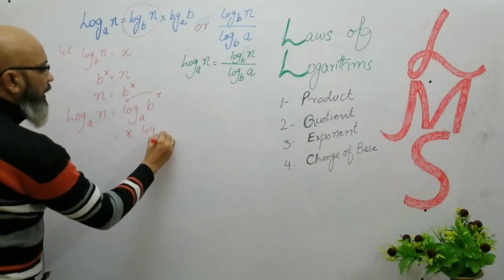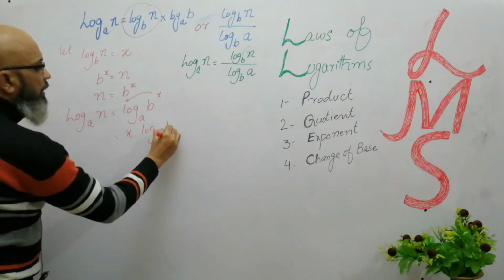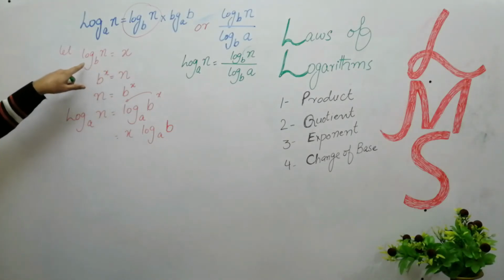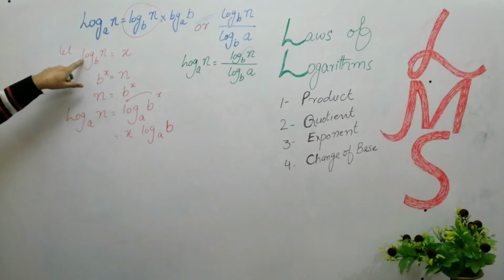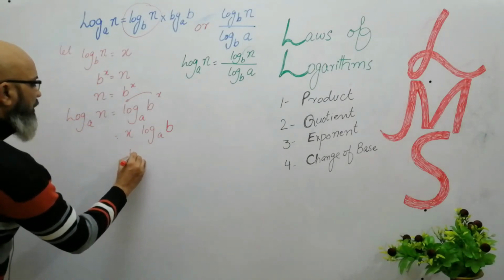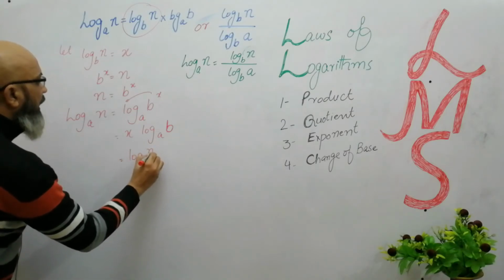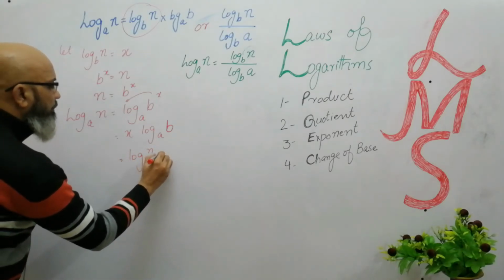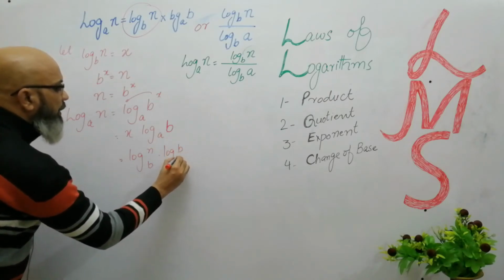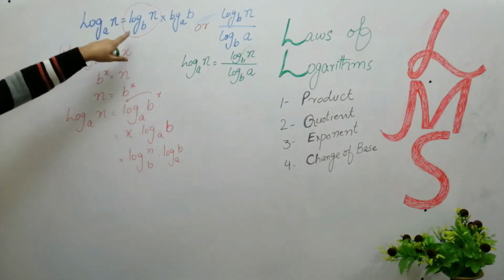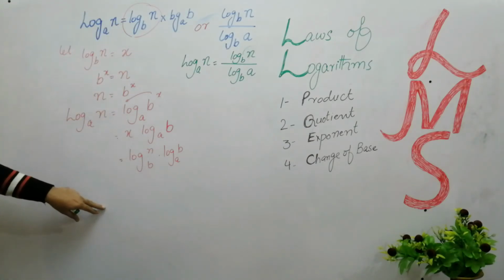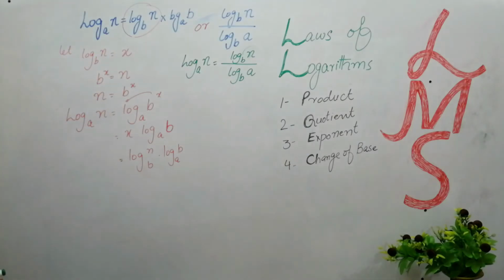It will come x log a raised to power a with base a log b. So now what is the value of x? Value of x is equal to log n with base b. So replace the value of x, that is log n with base b, and this will remain the same, log b with base a. So that is exactly equal to the right hand side. Hence we prove this part of the change of base law.